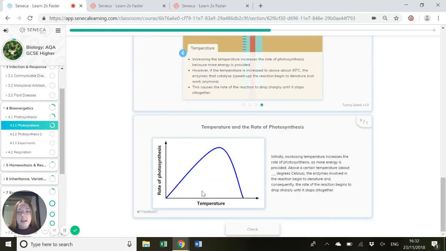So we've got a graph here which shows the relationship between temperature on the x-axis and the rate of photosynthesis. So what we can see here is initially increasing temperature increases the rate of photosynthesis. And this is a linear increase. And this is because there's more energy. But above a certain temperature, so up here, the enzymes involved in the reaction begin to denature, and so the rate of reaction decreases until it stops here. And if we remember that temperature, it was 45 degrees.